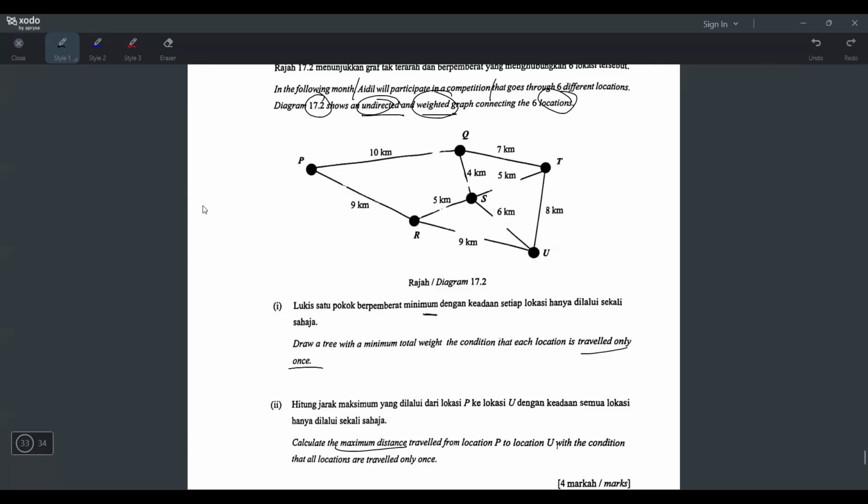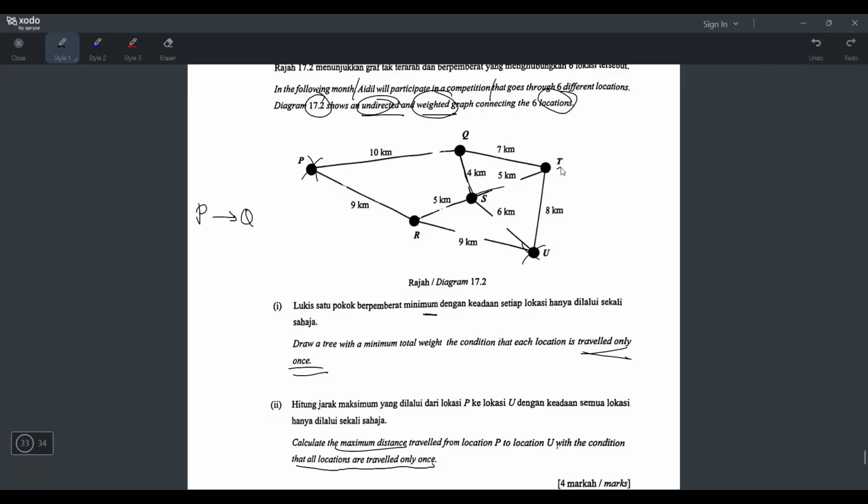Let's write down all the possible paths from P to U. From P, you want to go to U, there are a lot of ways. But if the condition is to pass through all locations only once, then you have to go P to Q, and you cannot go Q to S, because you will get stuck. Imagine you go Q, S, and then R, and then U; you never go to T.